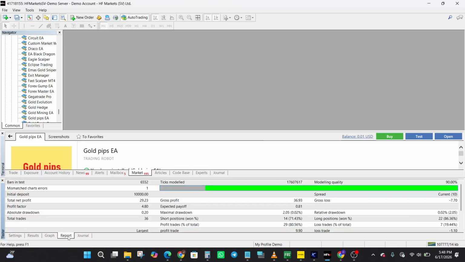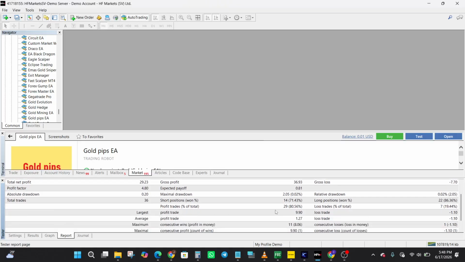Now looking at the report, I can see that from an initial deposit of $10,000, the total net profit was just $29.23. I can see that 36 trades were taken in total, out of which 29 were profitable, and that gave us an 80.56% win rate.